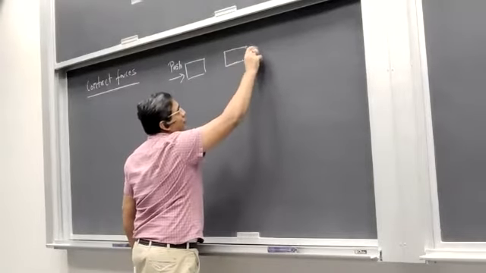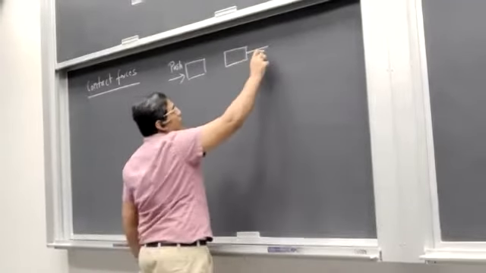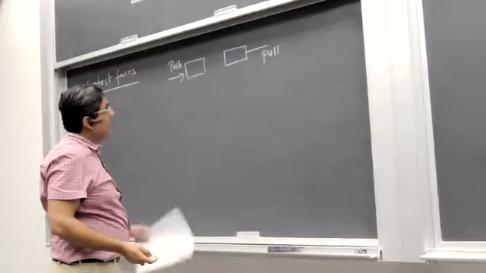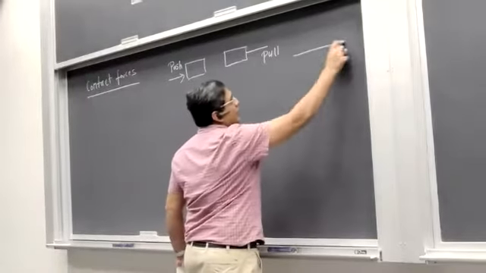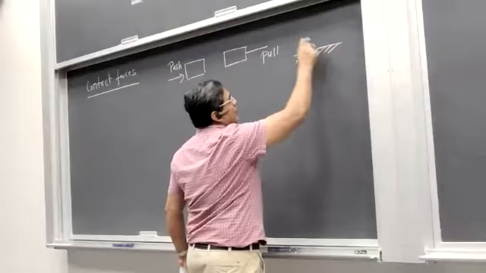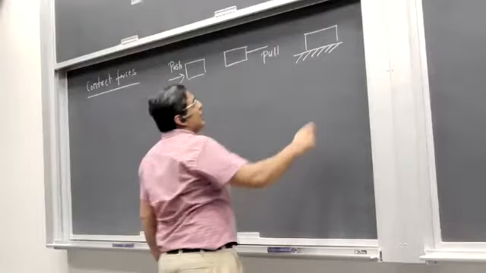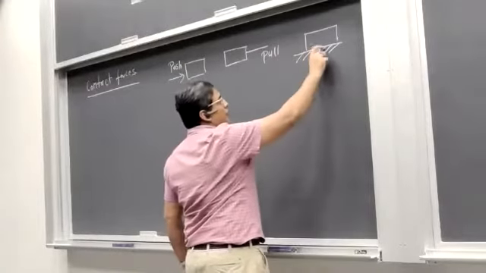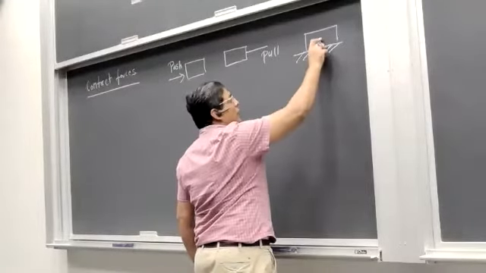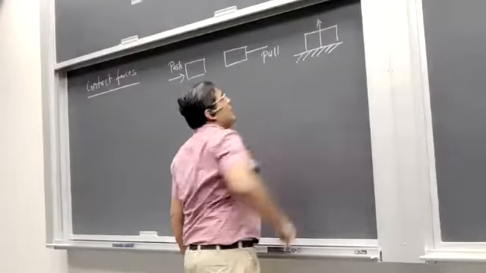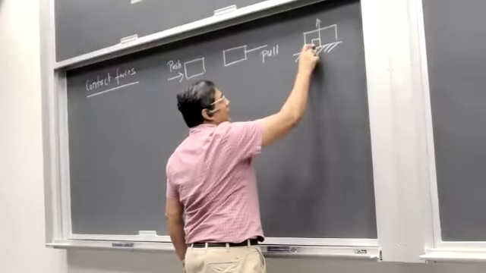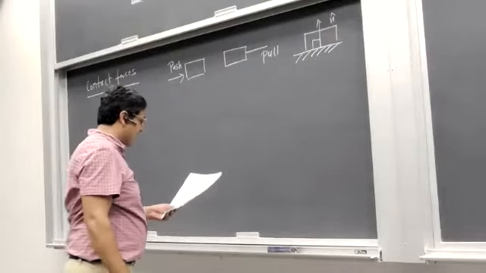In a similar way, if you have a string or chain and you're pulling on something, a pull is also a contact force. Likewise, if you have an object sitting on a surface, there is a normal force, the force exerted by the surface on the object, and it is always at 90 degrees to the surface. This is called a normal force.